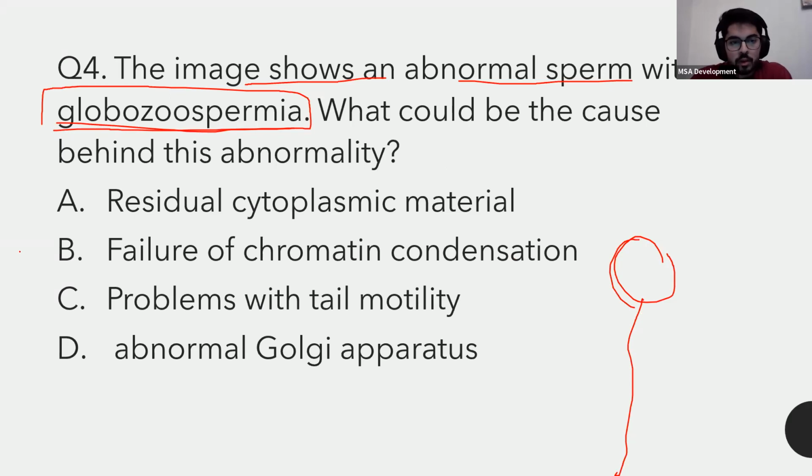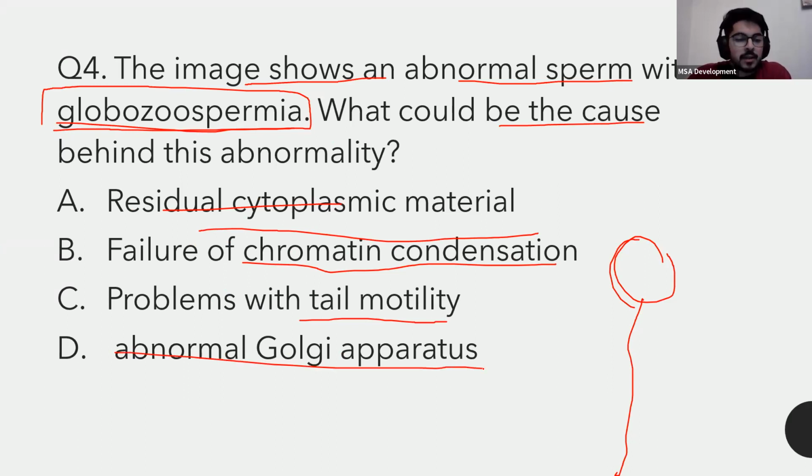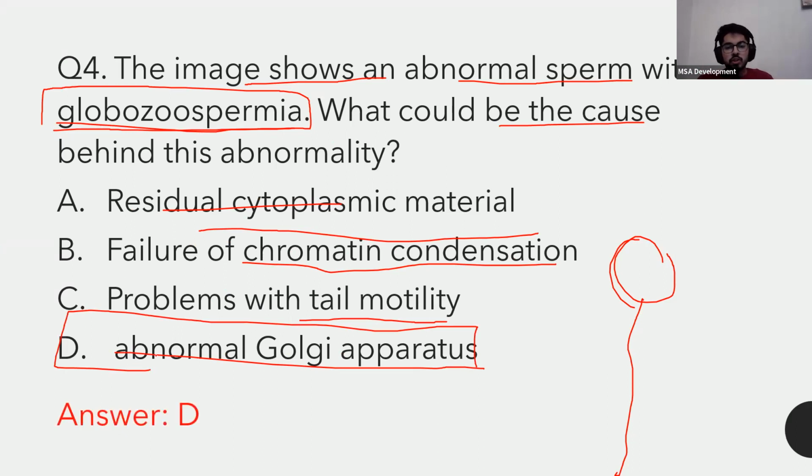What could be the cause behind this abnormality? Either a residual cytoplasmic material, failure of chromatin condensation, problems with tail motility, or abnormal Golgi apparatus. The answer is also a recall question, and the answer is abnormal Golgi apparatus. Okay, guys, so for this lecture, it's mostly memorization. I try to simplify everything as much as possible.